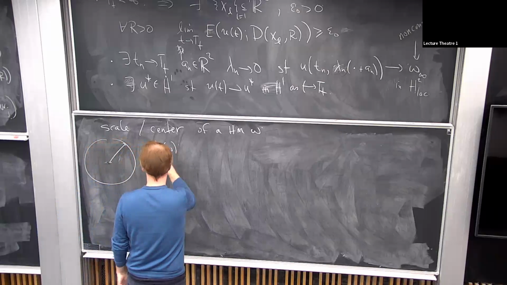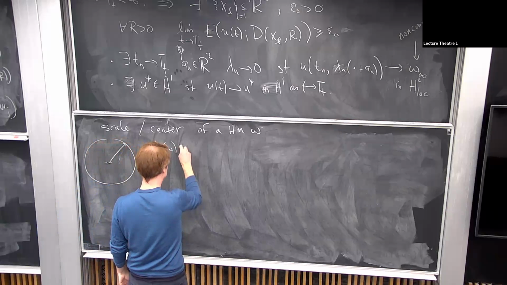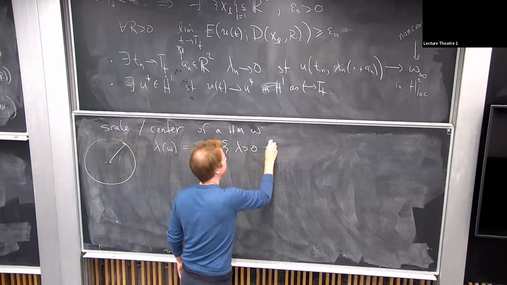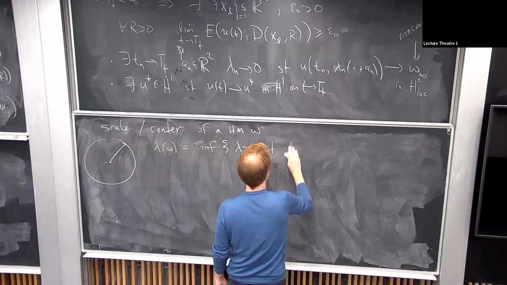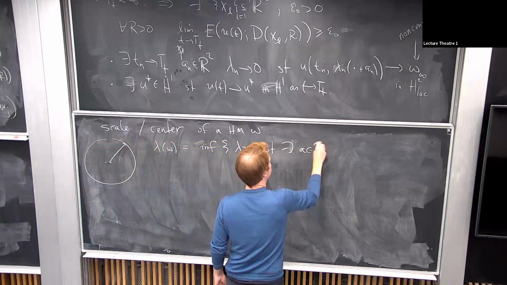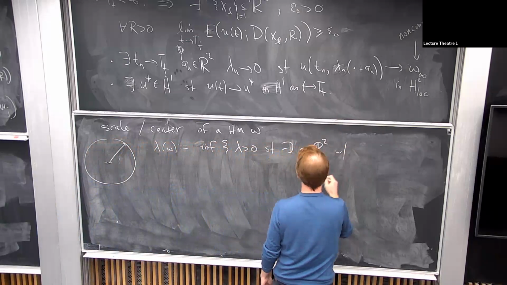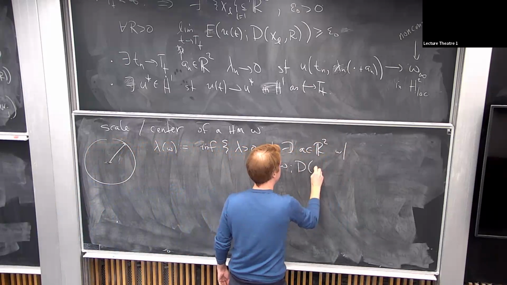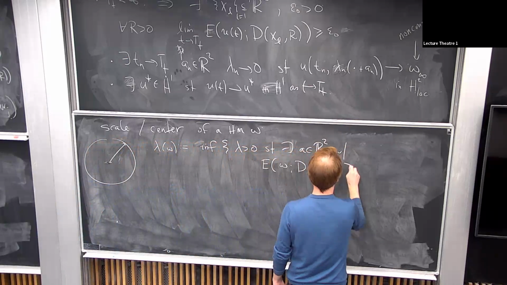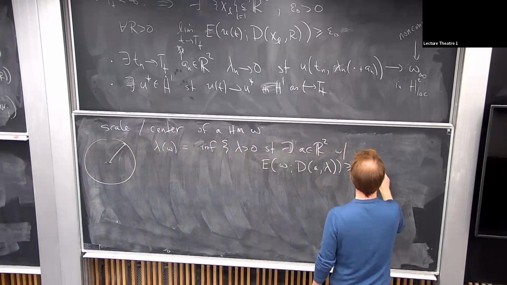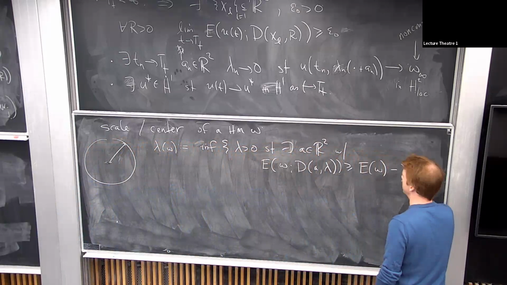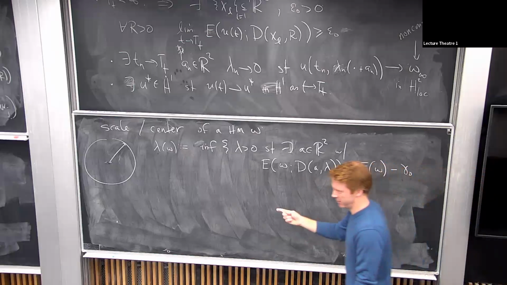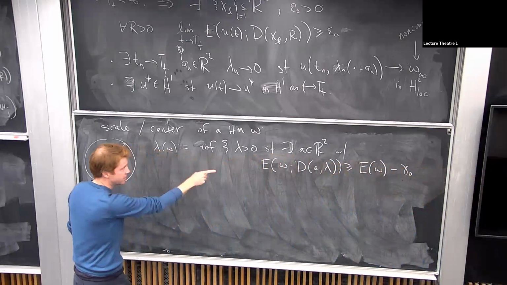So given the harmonic map omega, its scale lambda of omega I'll define to be the infimum over lambda positive such that there exists an a in R^2 with the energy of omega on the disk centered at a of radius lambda bigger than or equal to the total energy of omega minus gamma naught, where gamma naught is a fixed, so this notion of scale depends on this number gamma naught, but I'll take gamma naught to be just a fixed small number.